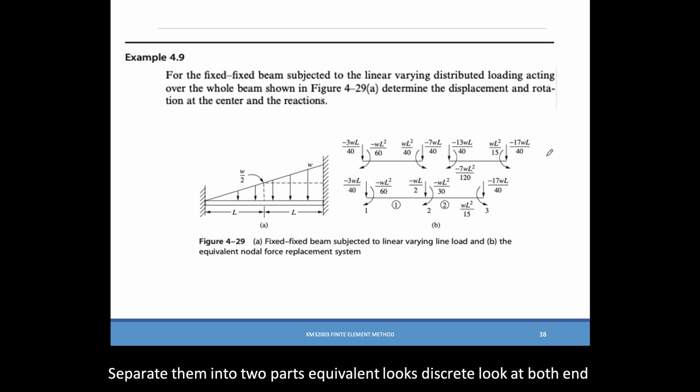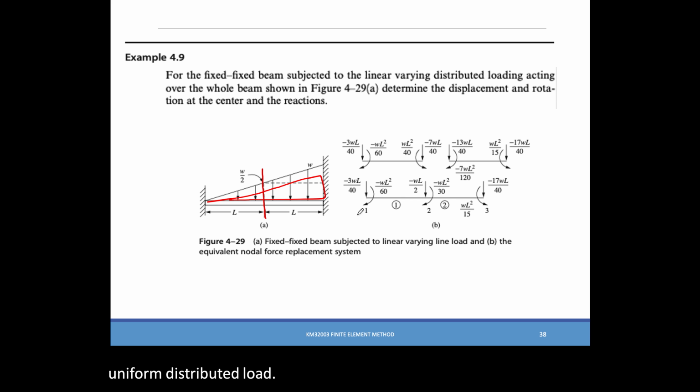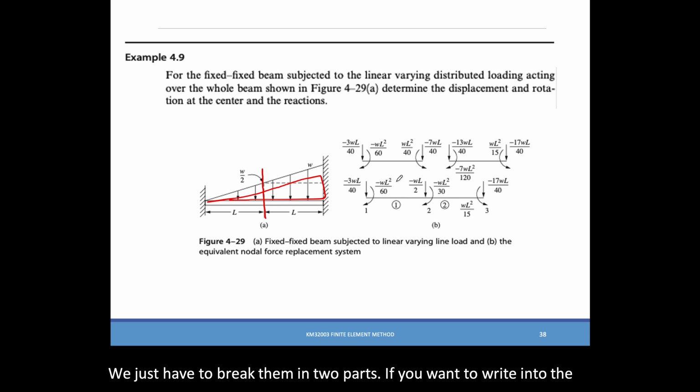Okay. Then similarly, if you can easily derive for a uniform distributed load, then you can also try out the non-uniform distributed load. We just have to break them into parts if you would want to, right, into the equivalent discrete loads.